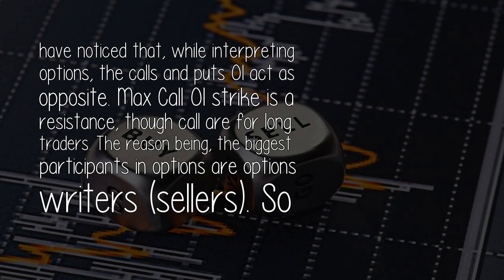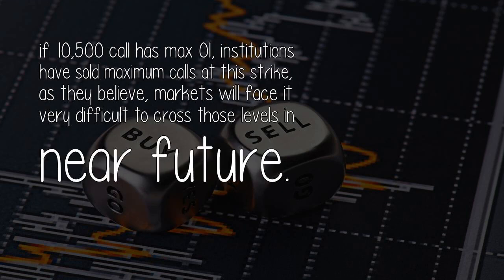You must have noticed that, while interpreting options, the call and put OI act as opposites. Max call OI strike is a resistance, though calls are for long traders. The reason being, the biggest participants in options are option writers, sellers. So, if the 10,500 call has max OI, institutions have sold maximum calls at this strike, as they believe markets will find it very difficult to cross those levels in the near future.